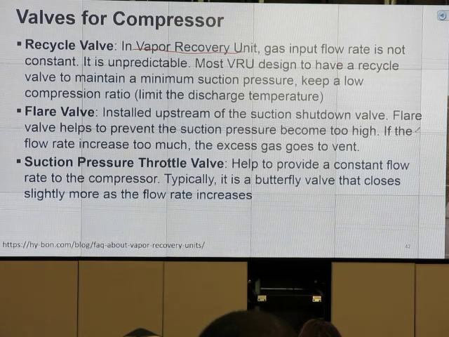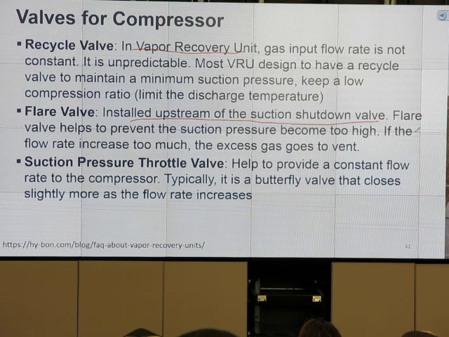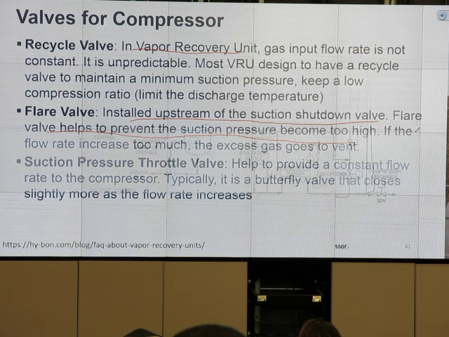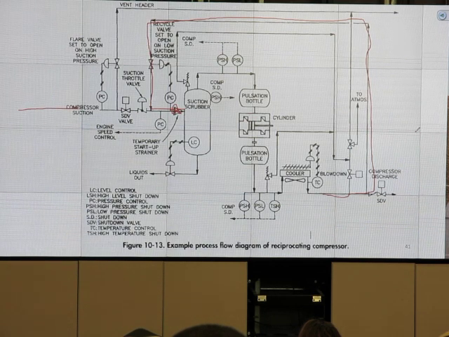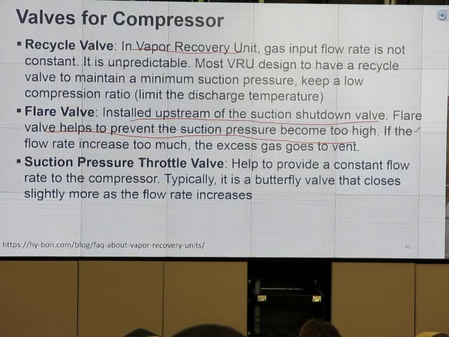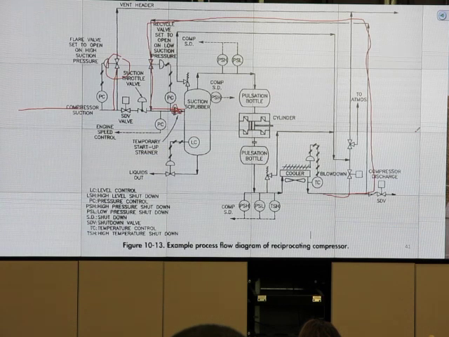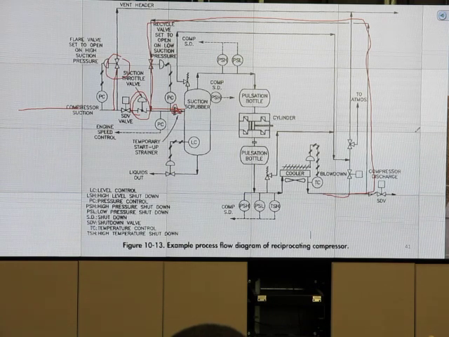And there's a flare valve installed upstream of the suction valve. The flare valve helps to prevent suction pressure from becoming too high. So if we have too much coming to the compressor, a lot of volume, I remove it through the flare valve. The suction pressure throttle valve helps the flare valve by creating some pressure drop before the gas goes to the compressor.